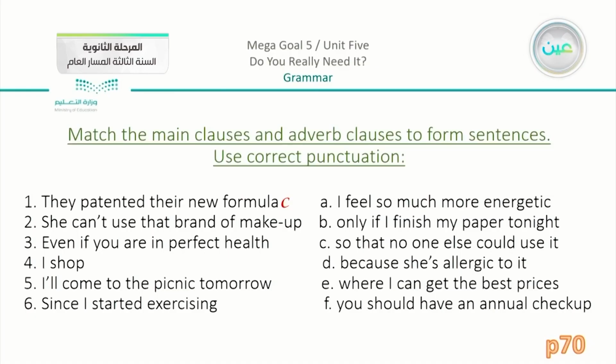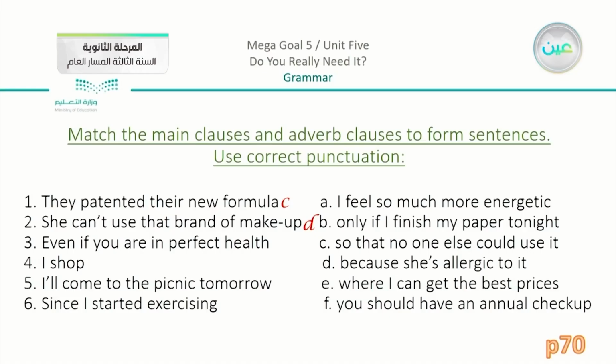Now she can't use that brand of makeup. You do have other choices. So we have here A, which is I feel so much more energetic. We have here B, only if I finish my paper tonight. D, because she's allergic to it. E, where I can get the best prices, and F, you should have an annual checkup. So basically we are going to see the structure, and we do have the pronoun she, so which means that we have here D, because she's allergic to it.